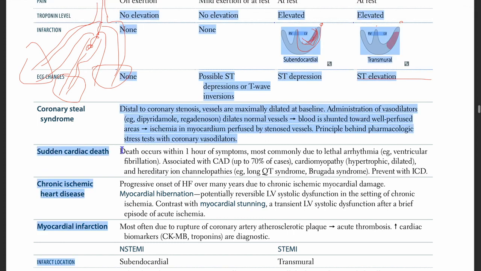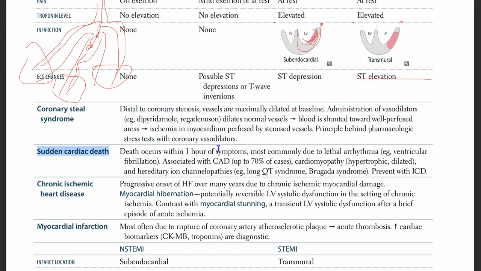Okay. Then you have sudden cardiac death. Death occurs within 1 hour of symptoms, most commonly due to lethal arrhythmia, for example ventricular fibrillation, associated with coronary artery disease in up to 70% of cases. Other causes are cardiomyopathy, which is hypertrophic or dilated, and hereditary ion channelopathies like long QT syndrome or Brugada syndrome. Prevent with an ICD, an implantable cardioverter-defibrillator.